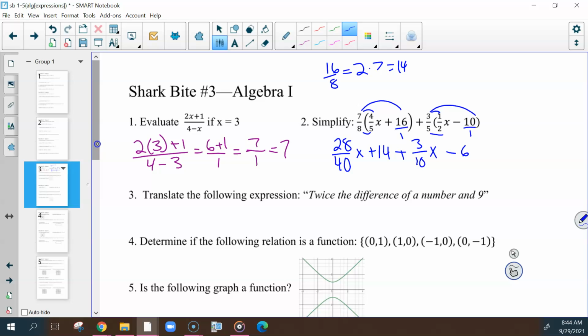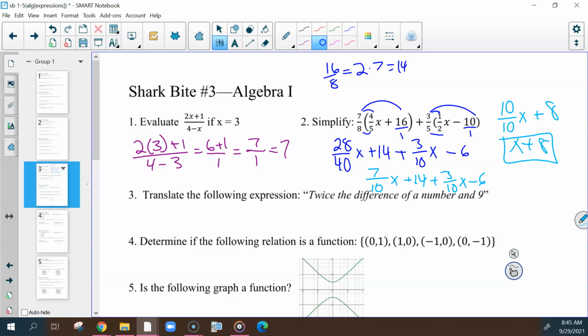If we simplify this, we divide both by 4. So now we have 2 fractions with x's that both have 10 as the denominator. So we don't need to get common denominators. We can just add those two together. 3 and 7 become 10. 14 minus 6 becomes 8. We can simplify this to just become 1. So all of the fractions disappear. We're left with whole numbers and a whole number coefficient of x plus 8.